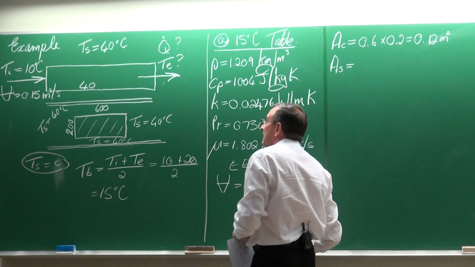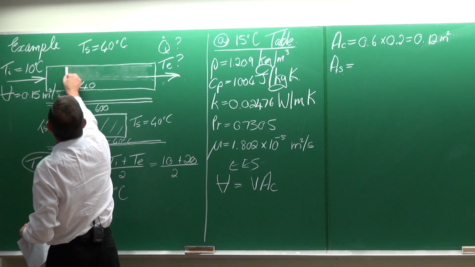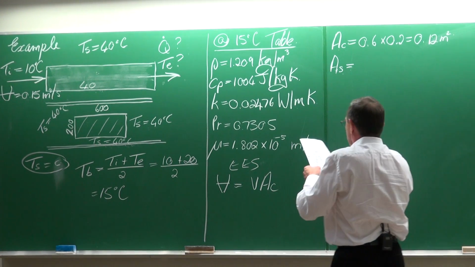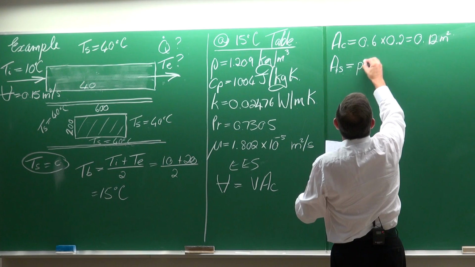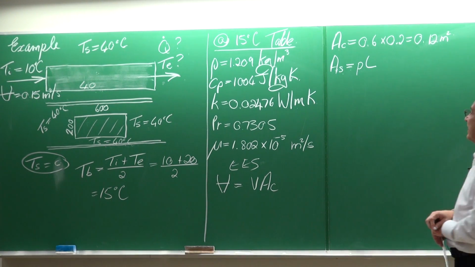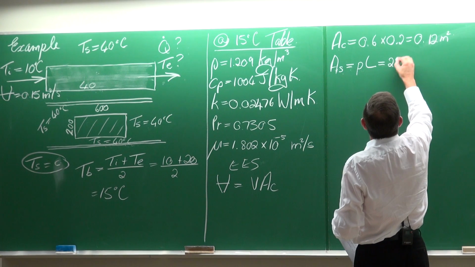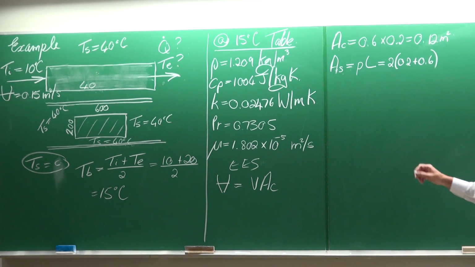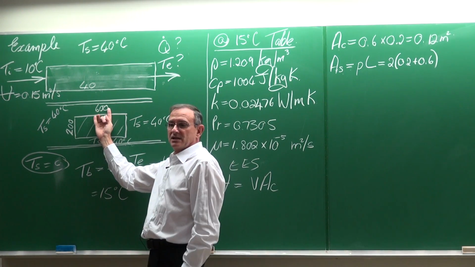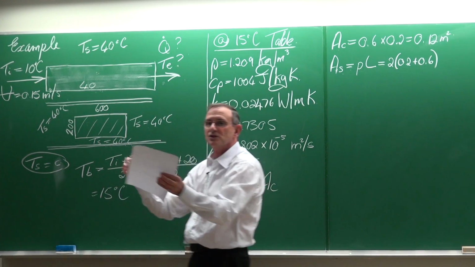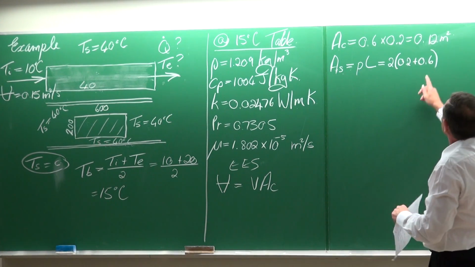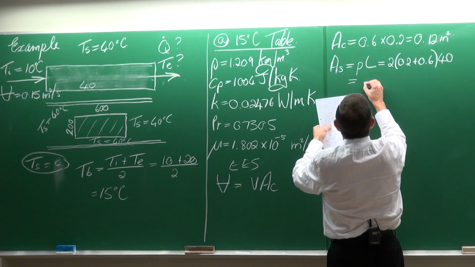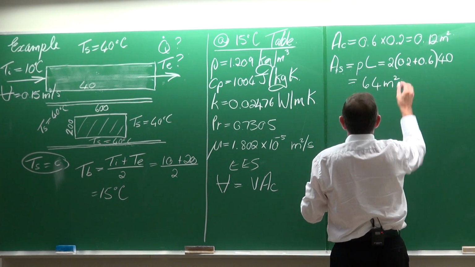The other area is going to be the area through which the heat transfer is going to occur. The area through which the heat transfer is going to occur would be this outside area, all around the perimeter. So that would be equal to the perimeter multiplied by L. The perimeter is equal to 2 times 0.2 plus 0.6. Therefore, 200 millimeters plus 600 millimeters is 800, multiplied by 2 is 1.6 meters in terms of the perimeter. Okay, multiplied by the length, which is 40, and from that we can get the surface area as 64 square meters.